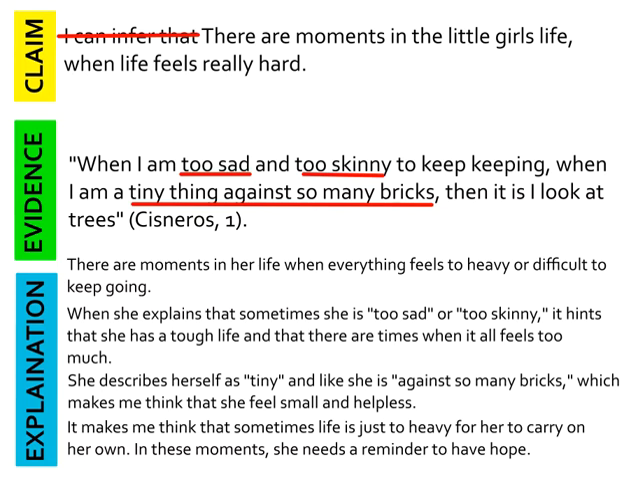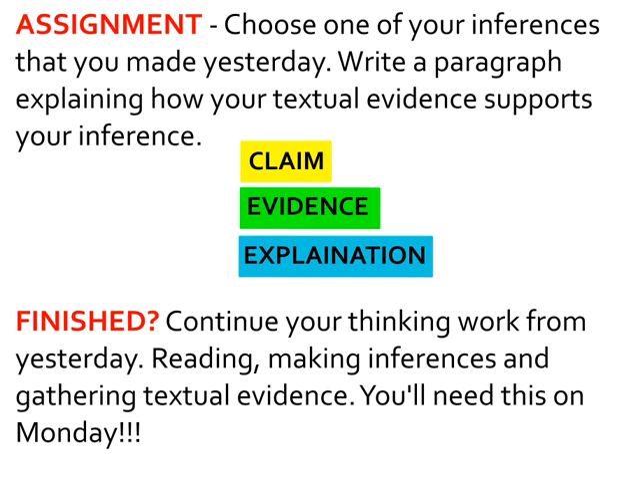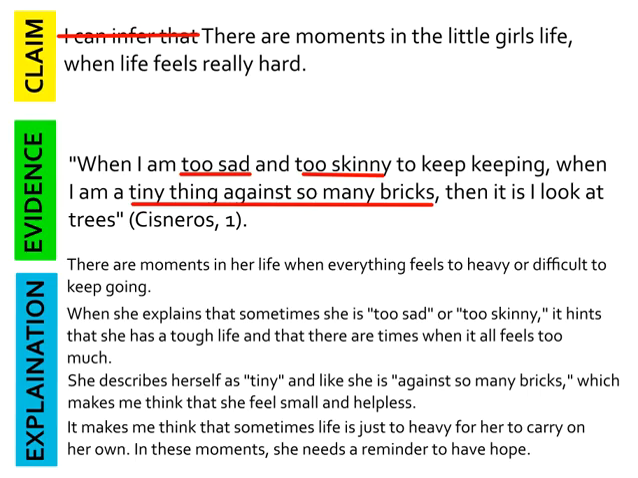So your job right now is to choose one of your inferences that you made yesterday, and you're going to write a paragraph explaining how your textual evidence supports your inference. Make sure that you have a claim, evidence, and 4 to 6 sentences of explanation. What I'm going to be really looking at today is that explanation.